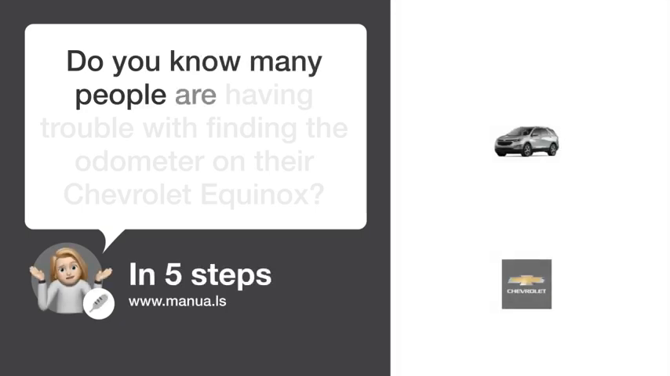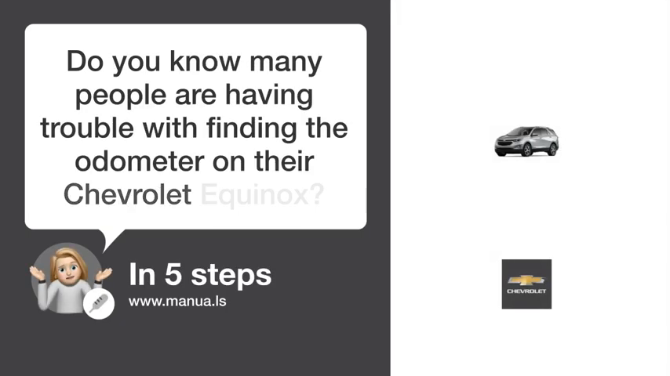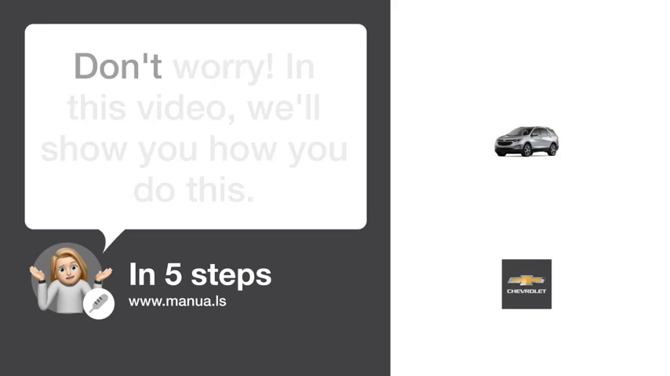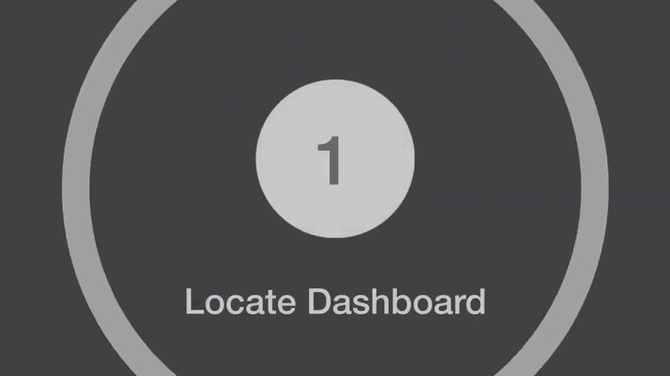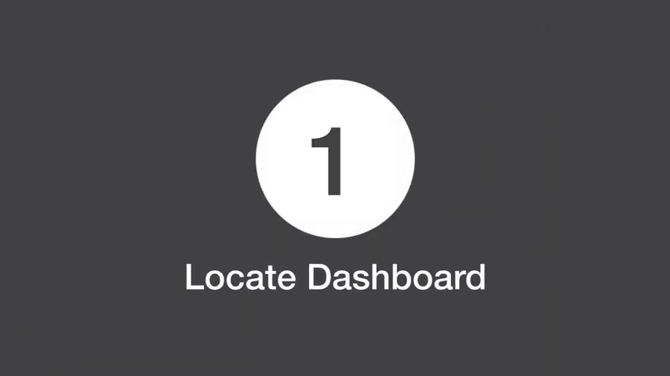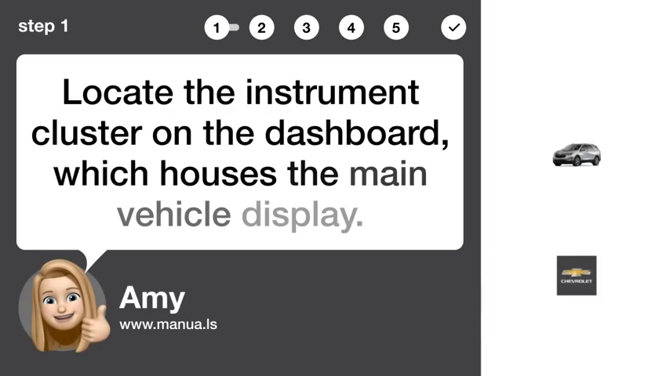Do you know many people are having trouble with finding the odometer on their Chevrolet Equinox? Don't worry. In this video, we'll show you how you do this. Let's start. Step 1. Locate dashboard. Locate the instrument cluster on the dashboard, which houses the main vehicle display.